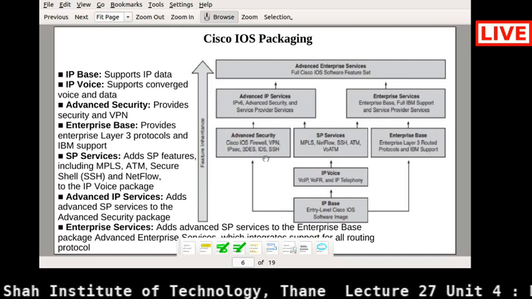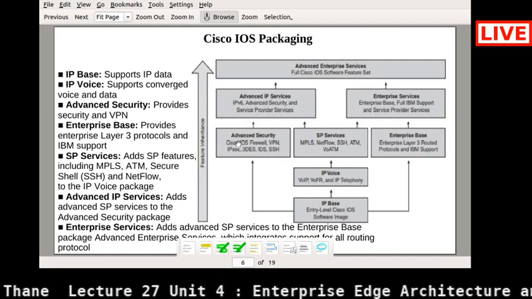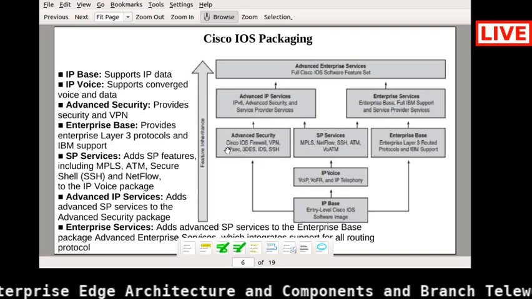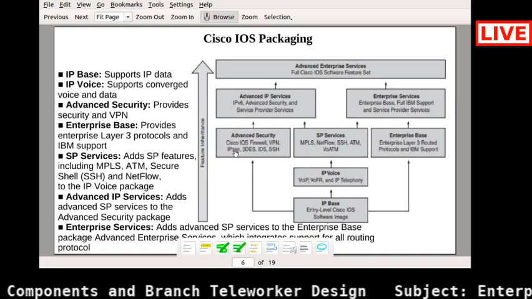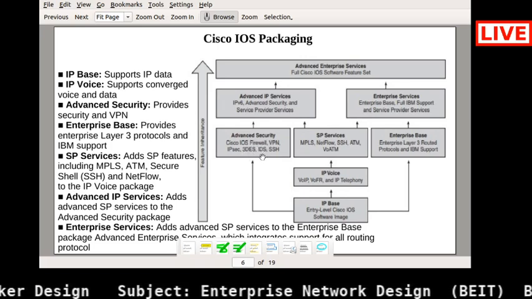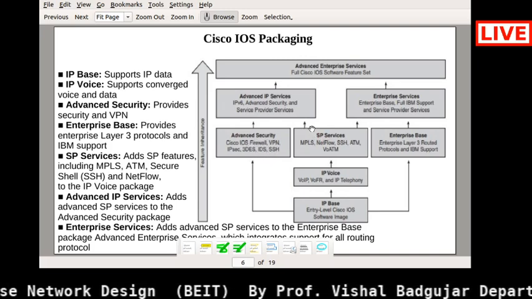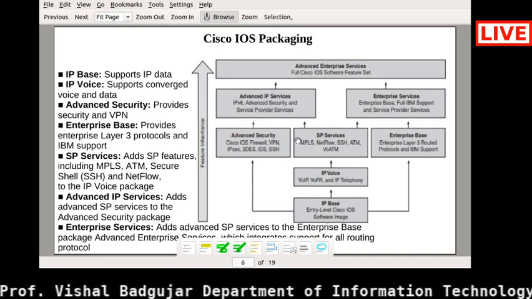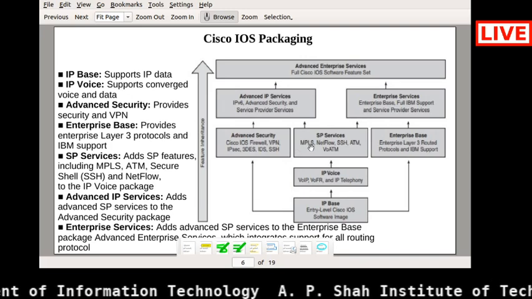Then the advanced security. These are some advanced security tools or packages that can be used here. It gives you security and VPN: IPsec, encryption algorithms like triple DES, intrusion detection systems, secure shell and all that. Then you have SP services, the service provider services, which have MPLS, ATM, SSH and NetFlow, which we already studied in our previous sessions.